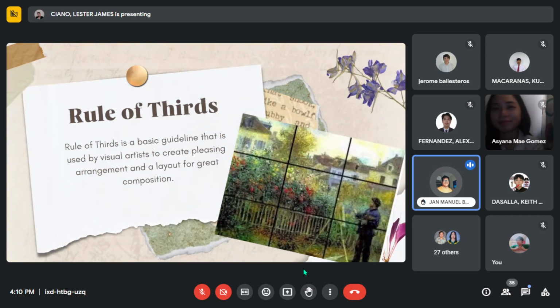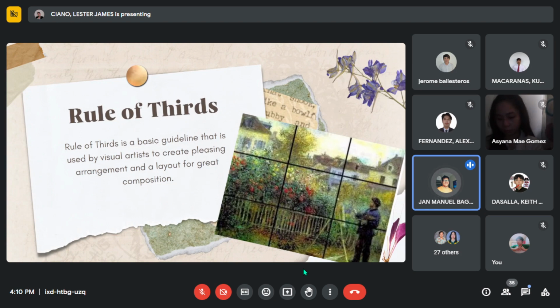Rule of thirds. Rule of thirds is a basic guideline that is used by visual artists to create pleasing arrangement and layout for great composition. Ito ay ginagamit ng mga artists or photographers para maging mas proportionally aligned ang mga subject and para maging pleasing na rin ito sa mga mata ng mga tao.